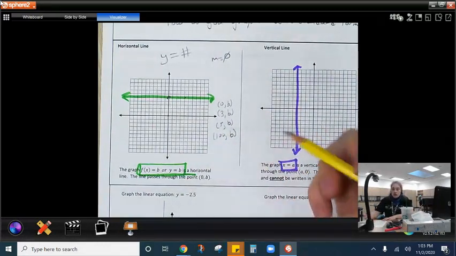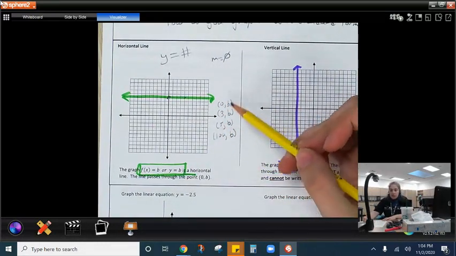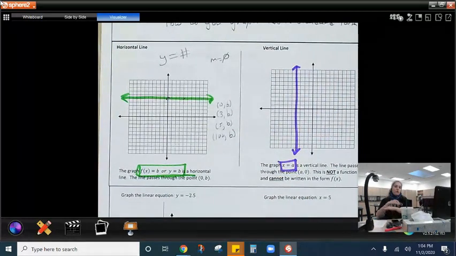So what we're noticing here is that no matter what the x is, the y is always the same. Right? That's a horizontal line. The y is always the same. Slope is 0. All means the same thing.